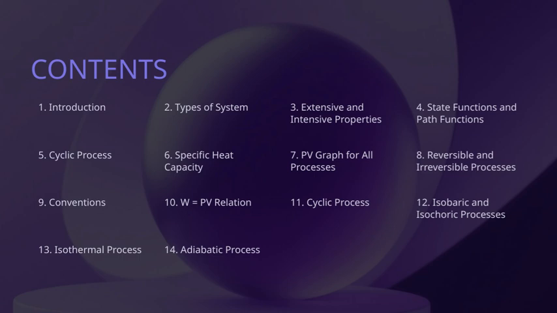The W equals PV relation links work done to pressure and volume, providing a mathematical foundation for energy calculations. Isothermal processes maintain constant temperature, which simplifies analysis and is common in many industrial applications. Next, we have specific heat capacity, which tells us how much energy is needed to change a substance's temperature, an essential property in thermal analysis.